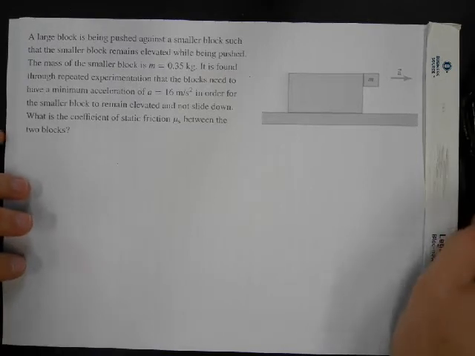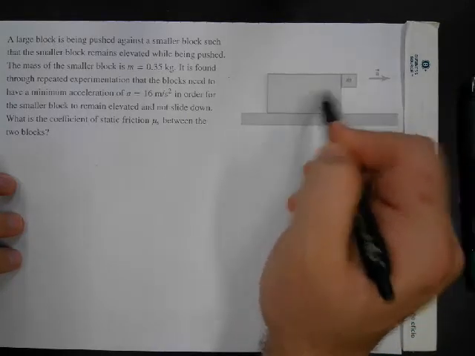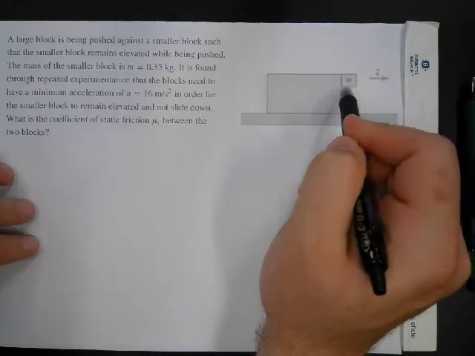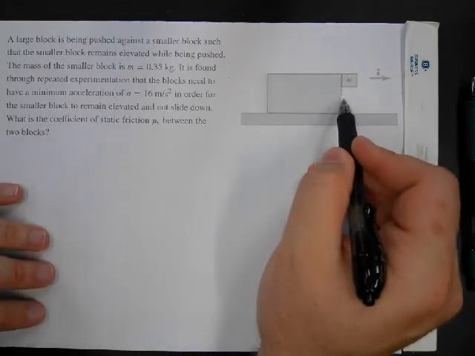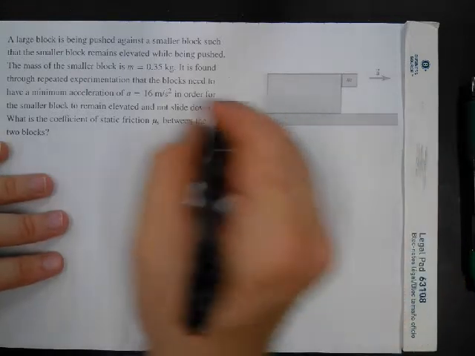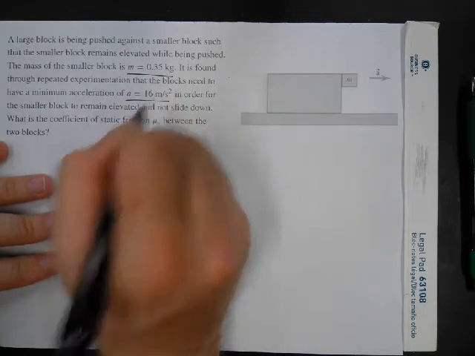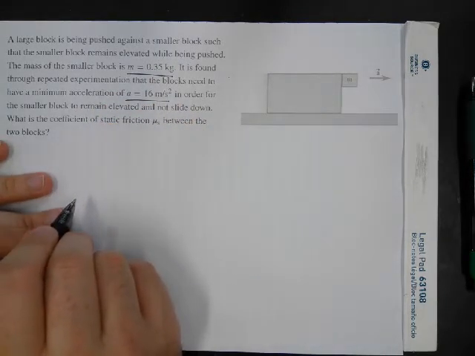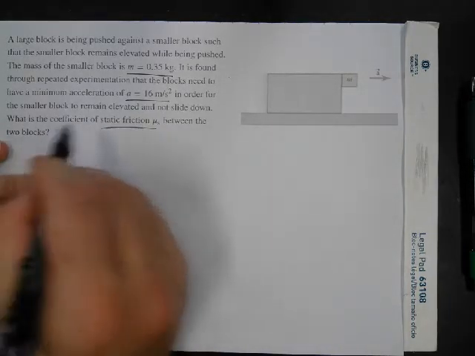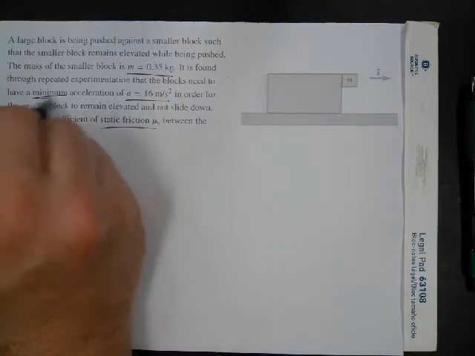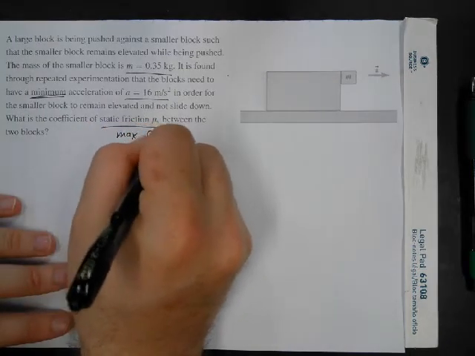So there's a block, and you've done some experiments pressing one block against another, and you figure out that if you get it going fast enough, or basically if you have a consistent acceleration, the block doesn't slide. So the information we're given is the mass of the small block, and an acceleration. And then we're asked, well, what's the coefficient of friction between these? So the idea is there's a minimum in here, so we know that we're at the maximum friction force.